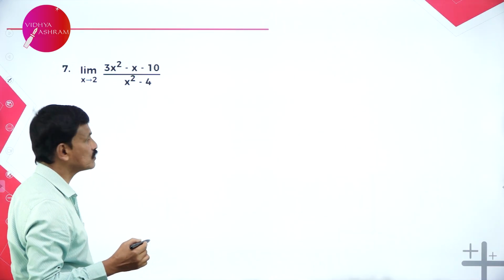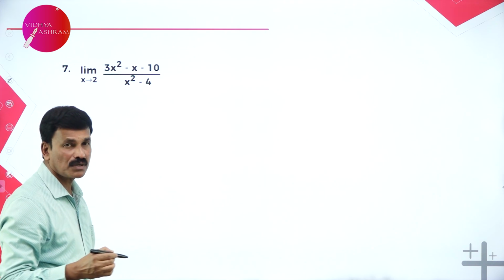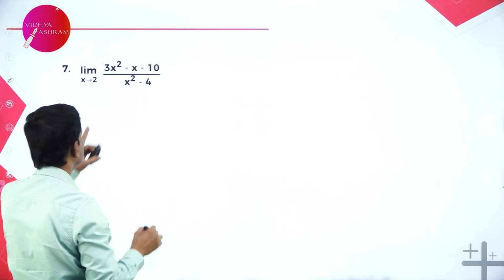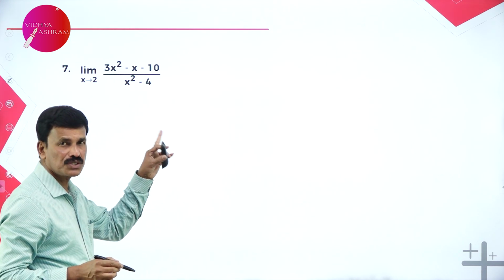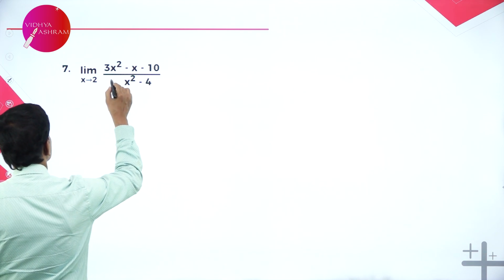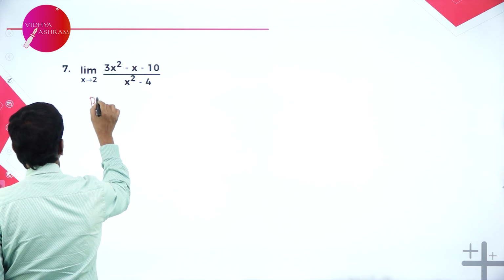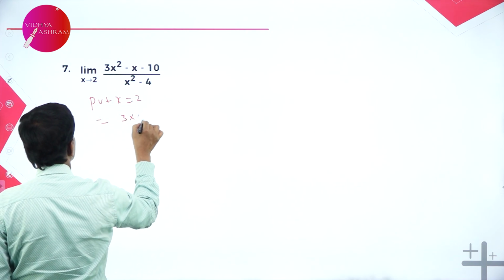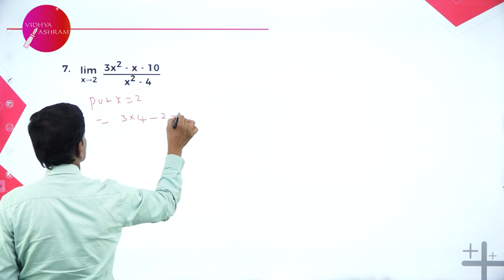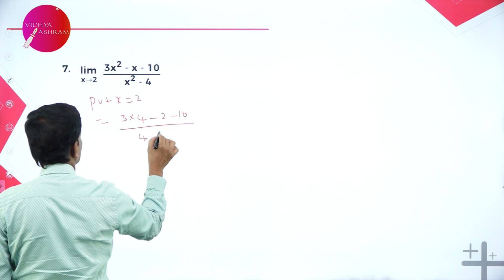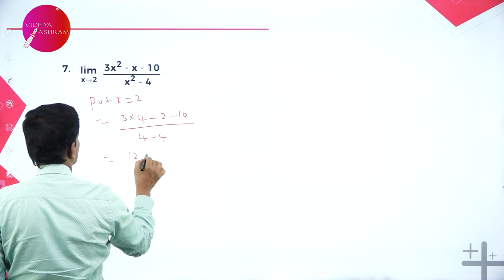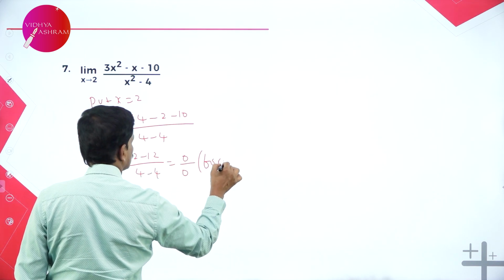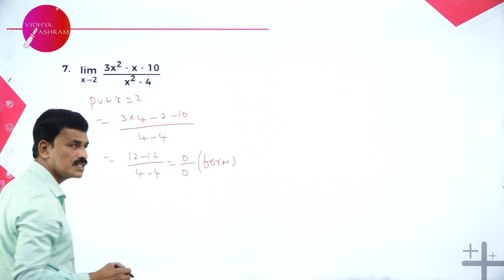Limit x tends to 2 of 3x square minus x minus 10 divided by x square minus 4. This is also the same as the previous problem. Just by putting x is equal to 2, 2 square minus 4, that is 4 minus 4, is 0 in the denominator. In the numerator, if you put x is equal to 2, what happens? This is equal to 3 into 2 square, that is 4, minus 2 minus 10 divided by 4 minus 4. So 3 4s are 12, minus 12, divided by 4 minus 4 means 0 by 0 form is obtained, which is an indeterminate form. 0 by 0 is an indeterminate form.